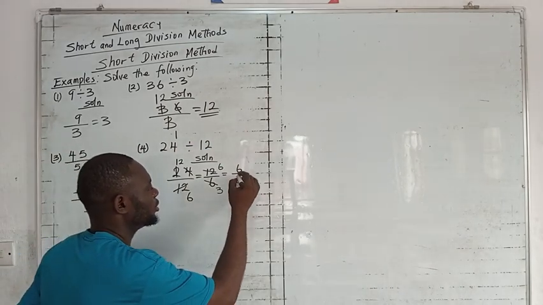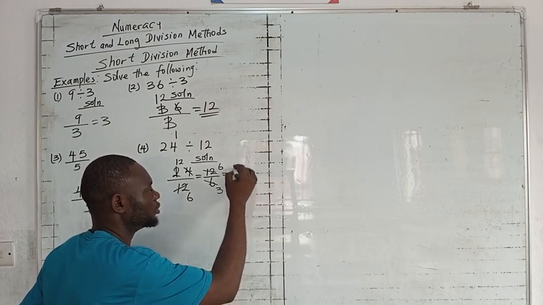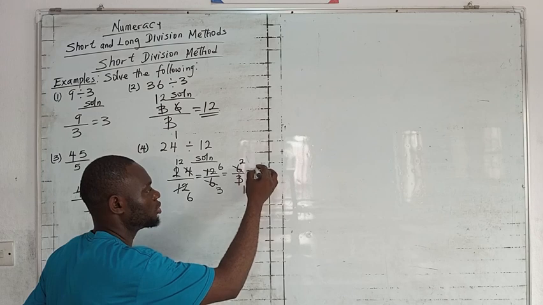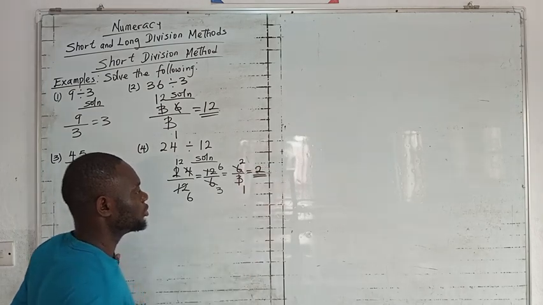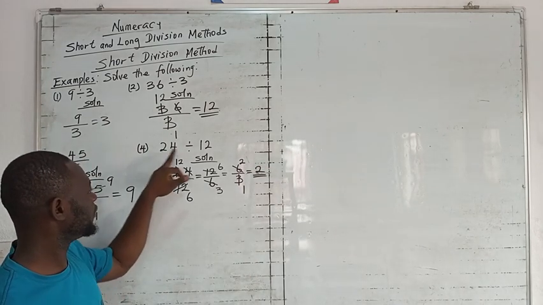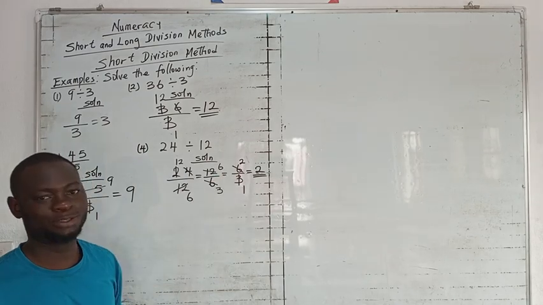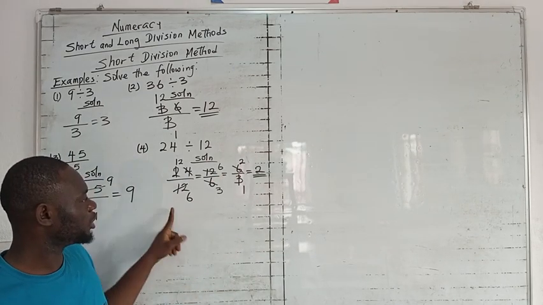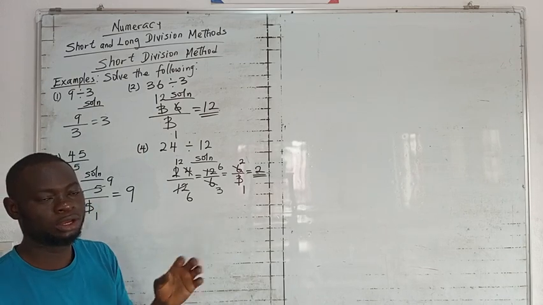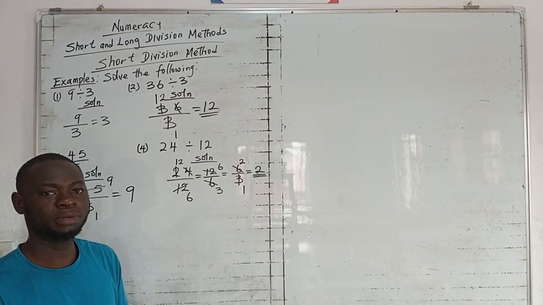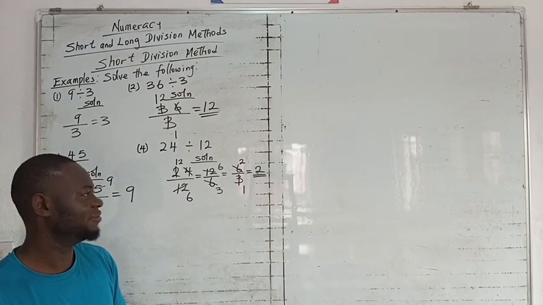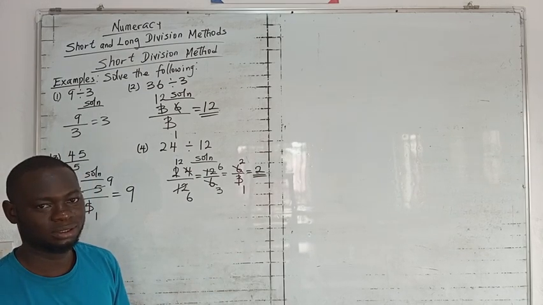So let's go. 3 divide 3, 1. 3 divide 6, 2. What that means is that 24 divided by 12 is 2. So short division is simply a systematic way of reducing numbers till we get to a point whereby nothing else can divide.